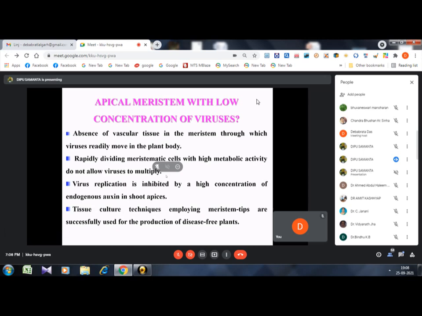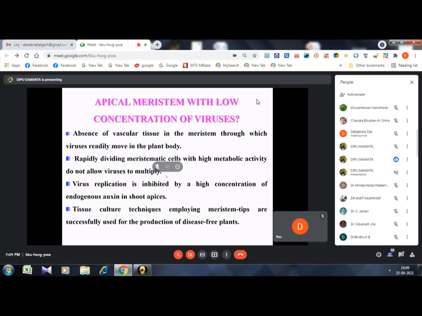Because of the absence of vascular tissue in the meristem, through which viruses rapidly move in the plant body, and because rapidly dividing meristematic cells with high metabolic activity do not allow viruses to multiply. Another thing is that virus replication is inhibited by a high concentration of endogenous auxin present in the shoot apices. Plant tissue culture techniques employing meristem tip or meristem culture are successfully used for the production of disease-free plants.